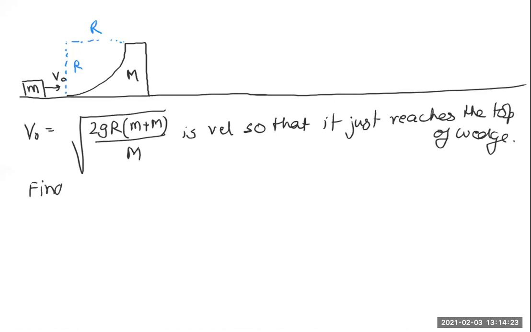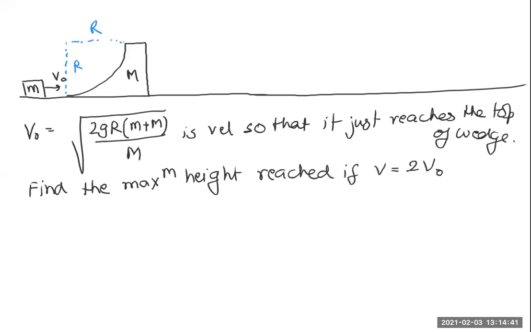So this is the next part of the question. Find the maximum height reached if velocity is equal to 2v naught. That means I am now giving the particle a velocity of 2v naught. What will be the maximum height reached?